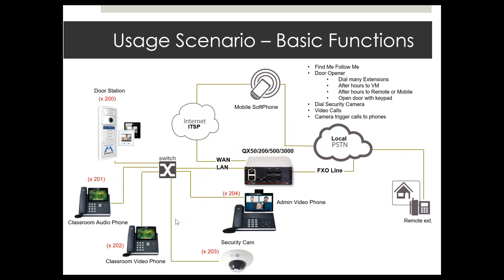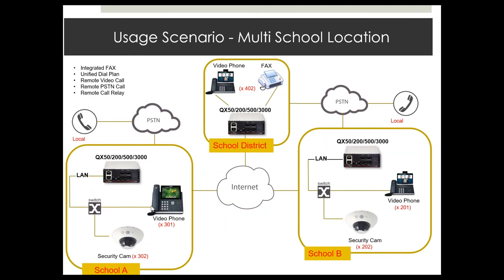All right, you have some of the basic functions and usage scenarios: find me, follow me. For example, somebody at a door station comes to the door and wants access. They press the door opener. They can dial to many extensions. After hours, they can go to a voicemail or to a remote phone or mobile phone. Once you answer the call, you can open the door with a keypad if needed, if you know the person.